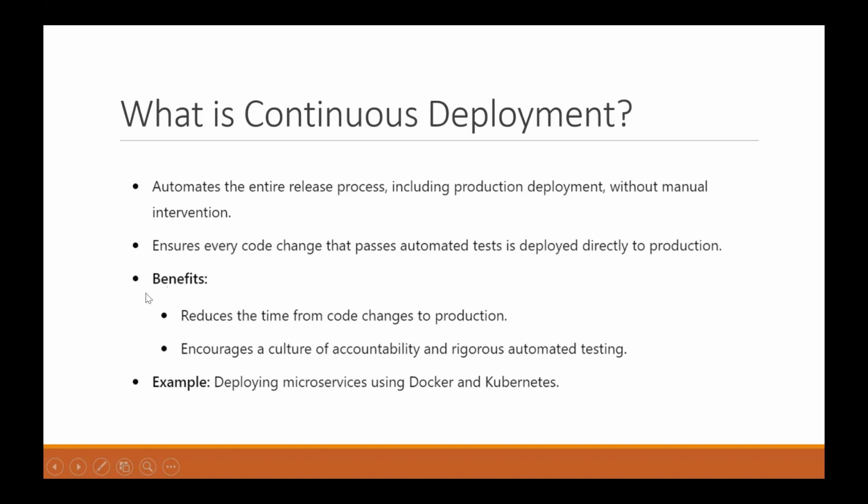What are the benefits? Reduces the time for code changes to reach production. Of course, because we are just deploying everything in one go till production, this will reduce the time. Encourages a culture of accountability and rigorous automated testing. So this way you can enable the automation testing in the pipeline itself, so that you don't have to test everything manually. What are the examples? Deploying microservices using Docker and Kubernetes. You can directly deploy your microservices using Docker and Kubernetes with a continuous deployment pipeline.